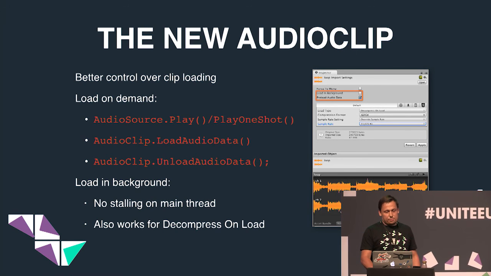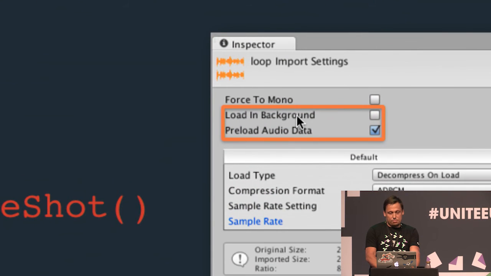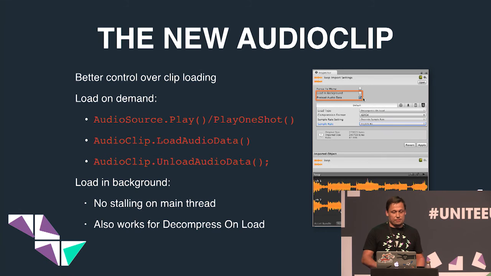And this is what the API looks like for it. You can either load the data on demand, that is on the first play call or on the first play one-shot. Or you can do the loading completely manually with LoadAudioData and UnloadAudioData. And if I zoom in here, you can see there's also an option for loading the audio data in the background. And the old behavior from Unity 4 is still that the audio data will be preloaded when the audio clip is loaded. So we're not changing that. But you have the option to defer that now.